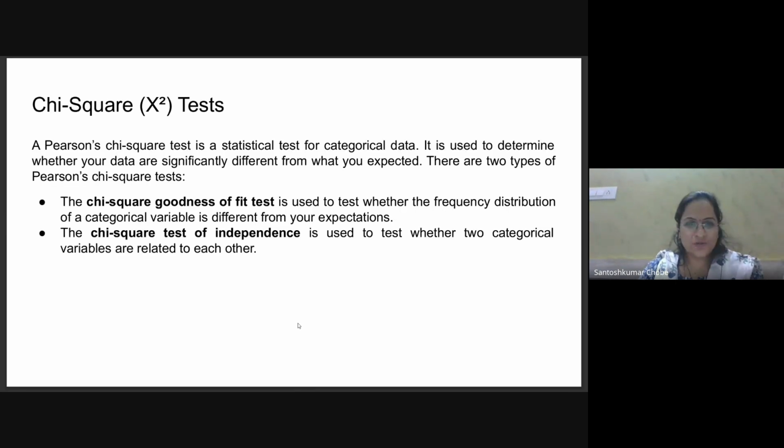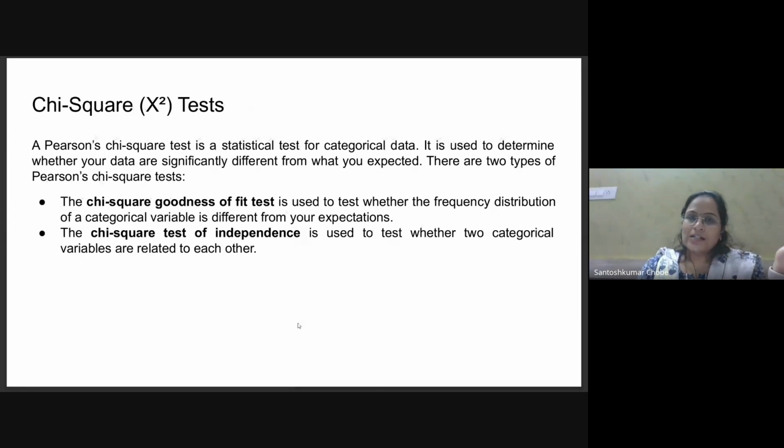Okay, so we are at the chi-square test. Quickly, the revision of the chi-square test. What was this chi-square test? Come back to the screen. The chi-square test has two types, the goodness of fit test and the chi-square test of independence. Now, the most important part is that this is the statistical test for categorical data.